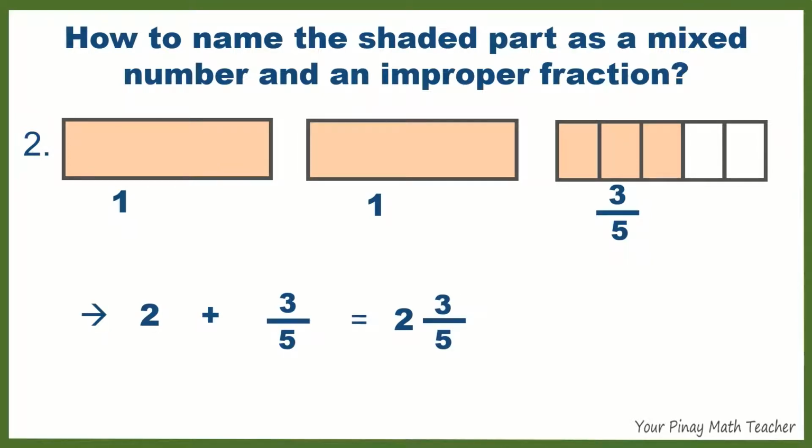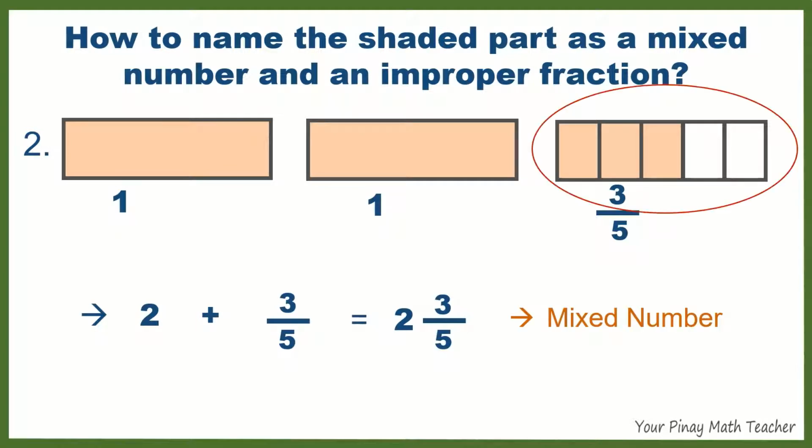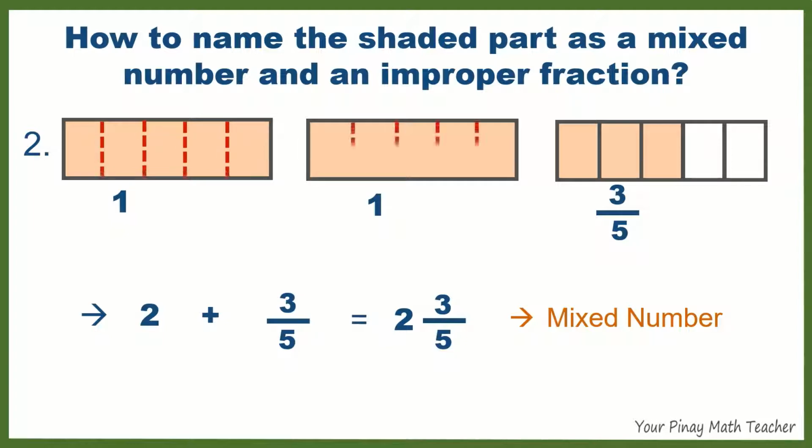2 is mixed with 3/5, so that is why this is called a mixed number. Since the third rectangle is divided into 5 equal parts, we can also divide the first 2 rectangles into fifths. So instead of writing 1 whole, we can rename it as 5/5, and so with the second. So in here we have 2 5/5.